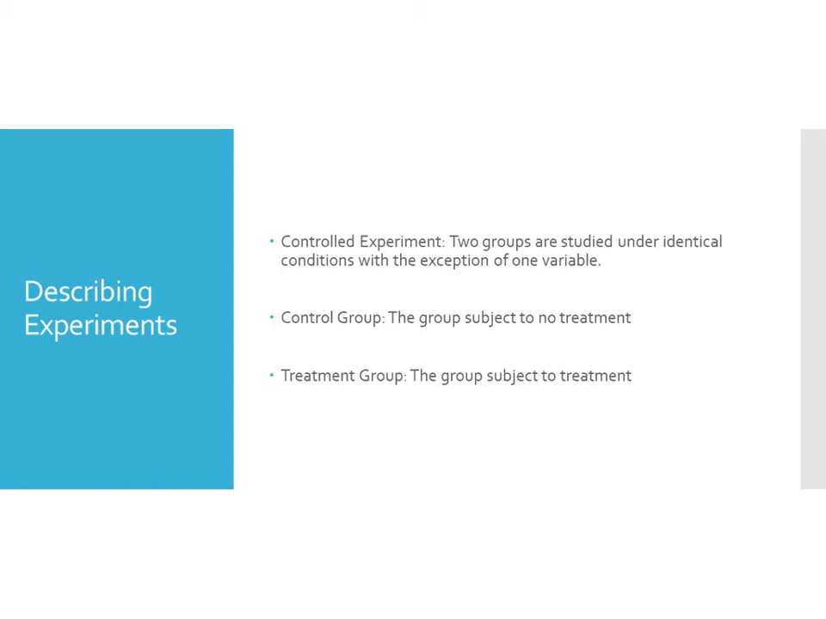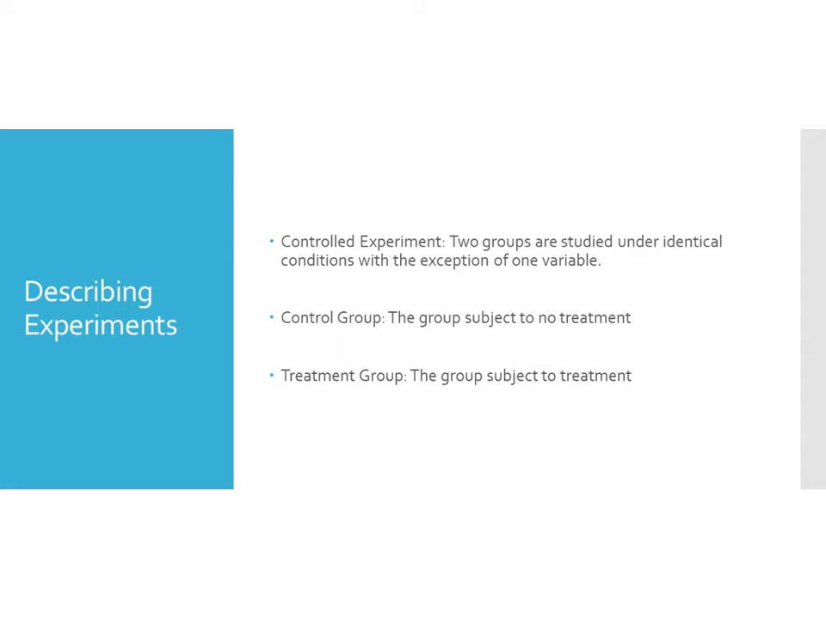So when we talk about describing an experiment, one thing that we want to talk about is a controlled experiment. I know you've all heard these words before, but a controlled experiment is when there are two groups who are going to be studied under identical conditions except for one variable. So in terms of a drug study, one group would be testing out the new drug and the other group would be testing out the placebo. It's really important for them to not know which group they're in.